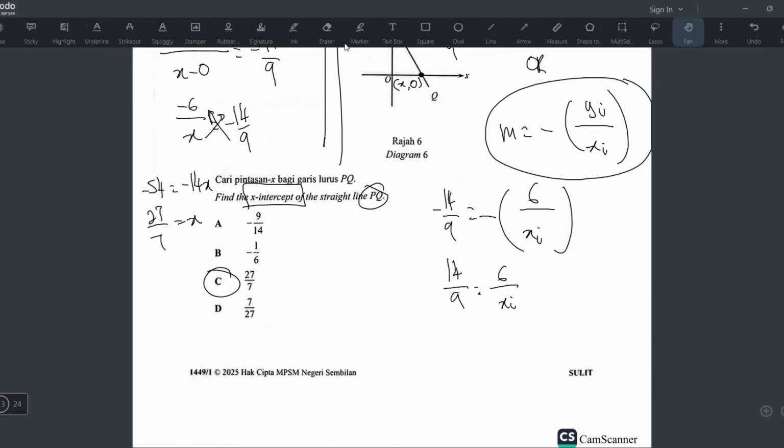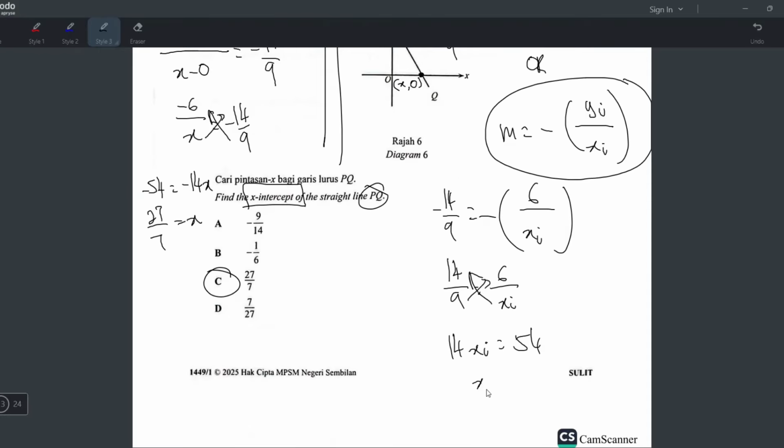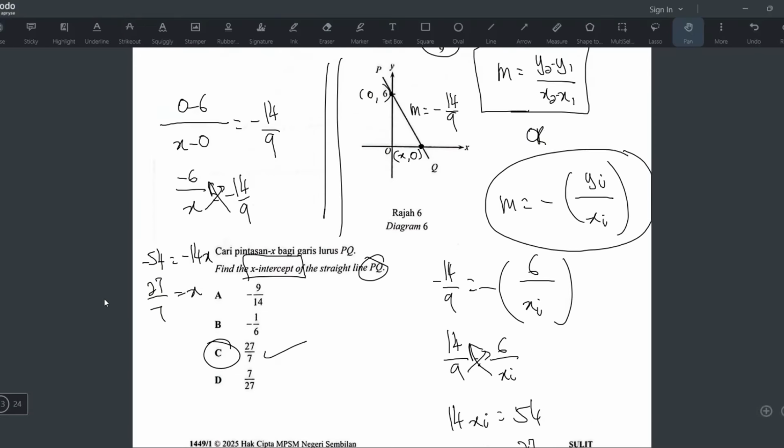And then darab silang also. So you dapat 14 darab dengan x-intercept sama dengan 6 times 9, 54. And then x-intercept sama dengan 54 bahagi 14, sama juga 27/7. So yeah, jawapan sama. So that's all.